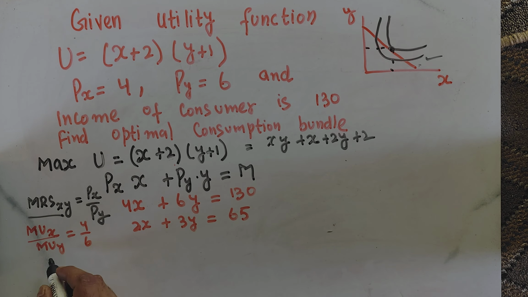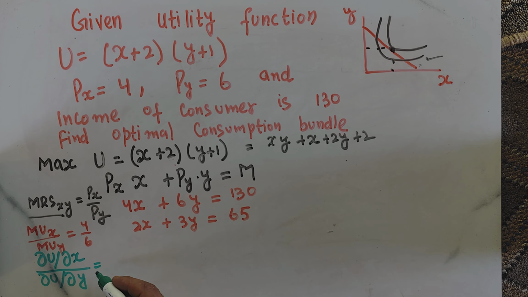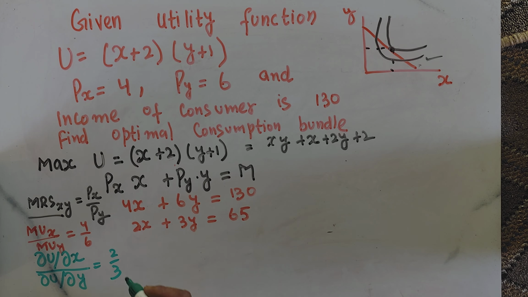Marginal utility of good x is simply the change in the total utility due to the change in the consumption of good x, divided by the marginal utility of good y, which means the change in the total utility due to the change in the consumption of good y. 4 upon 6 can be written as 2 upon 3.